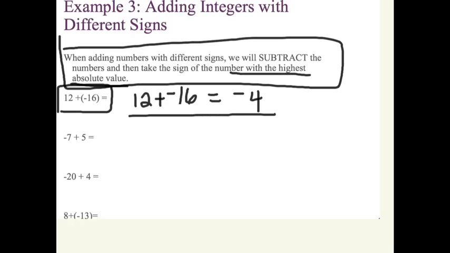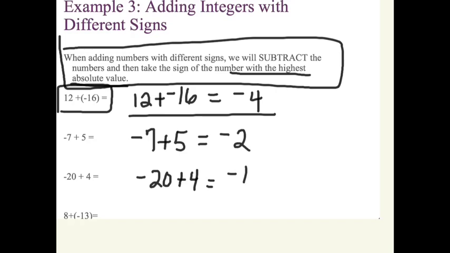Let's take a look at this next guy. -7 plus 5. The number with the greatest absolute value is 7. Therefore, my answer is negative, and at this point, I'm going to subtract. 7 minus 5 gives me 2, so I get a -2. Can you try this one on your own? Pause me and see what you get.